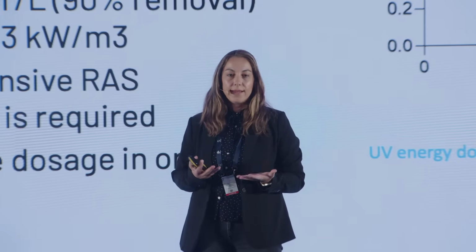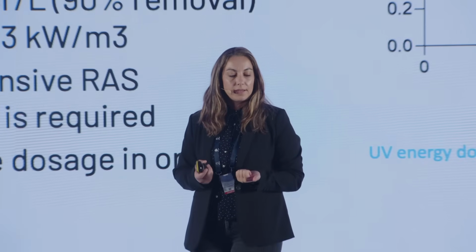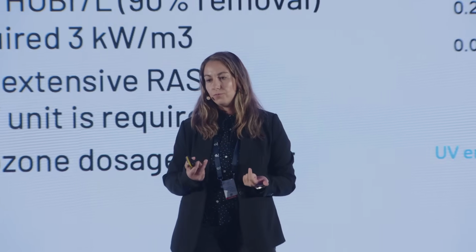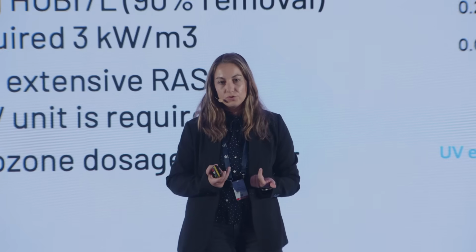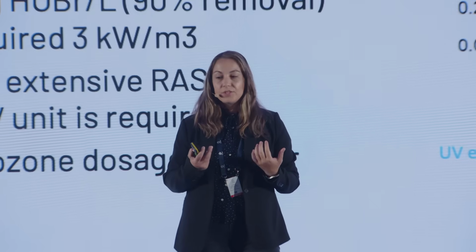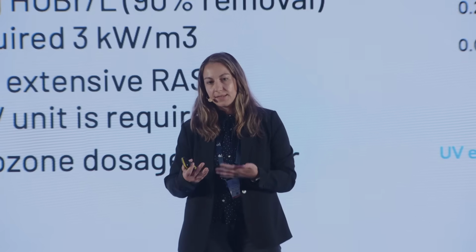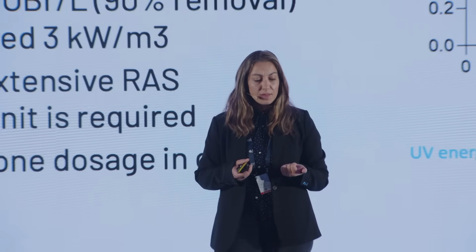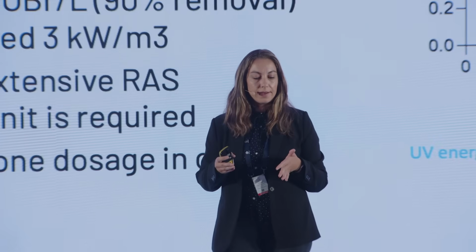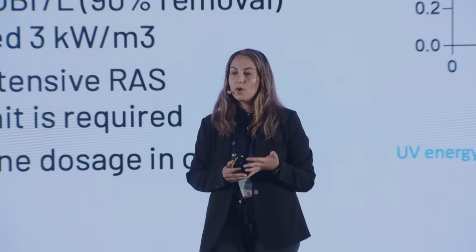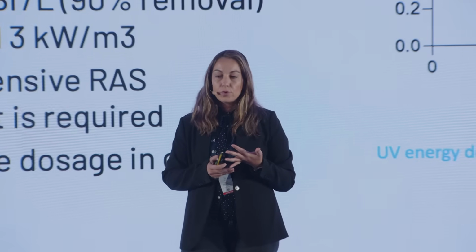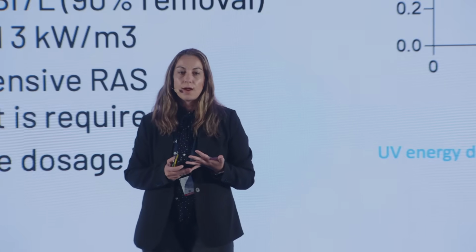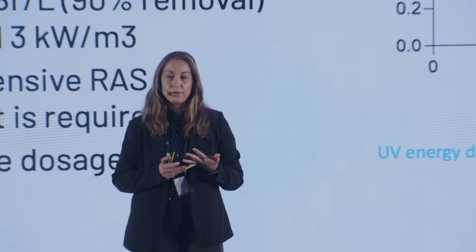Then we went on site and we wanted to verify if UV is a technology that we can use in order to destroy all this hypobromous acid that might be formed in the RAS. So what we did, we put UV there, and in order to remove 90% of 1 milligram of hypobromous acid, we needed 1.5 kilowatt per cubic meter.